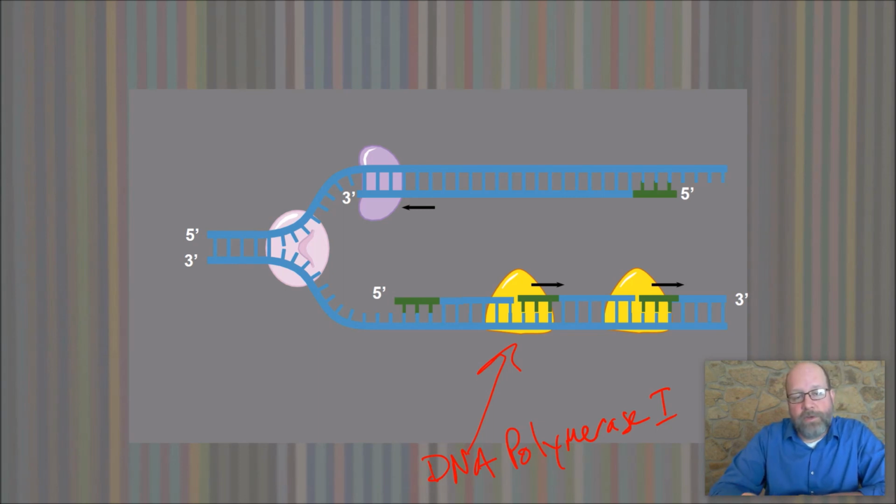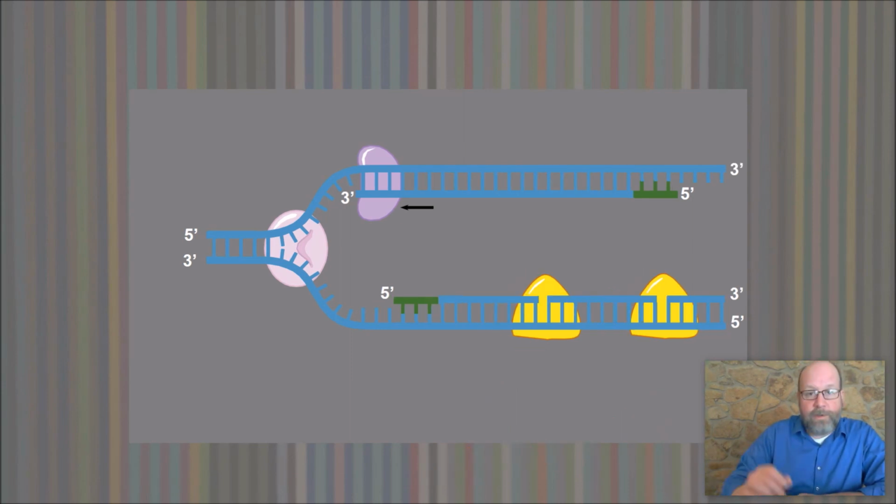So DNA polymerase 1 has exonuclease function. So it can attack this 5' end here and digest this RNA. And then, right, it can extend, because it is a polymerase, I just told you, DNA polymerase 1 can extend that 3' and replace that RNA that it just digested with more DNA nucleotides.